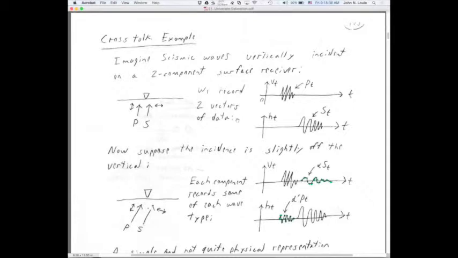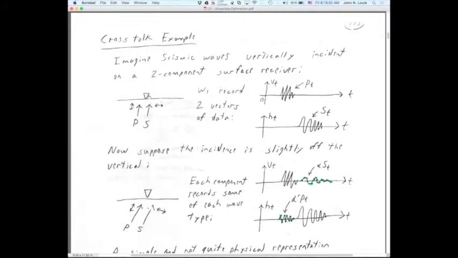This is Pierre Clairbout here. The way he talks about it in the book, and then the example pictures he shows, are kind of a disconnect. Hopefully, we can work our way through that. Imagine seismic waves that are vertically incident on a two-component surface receiver.